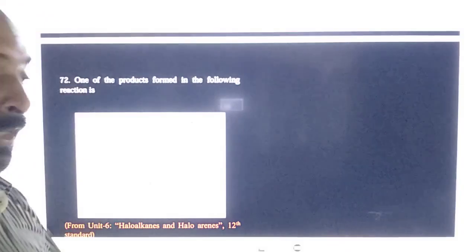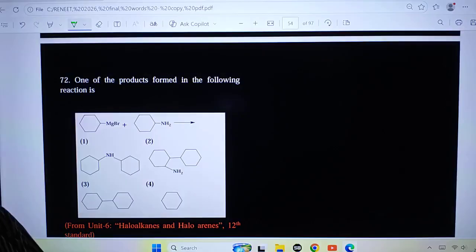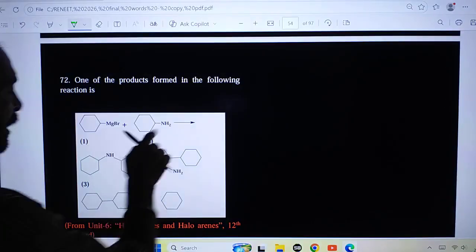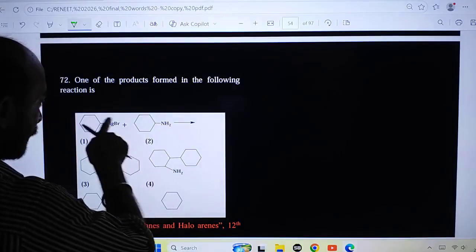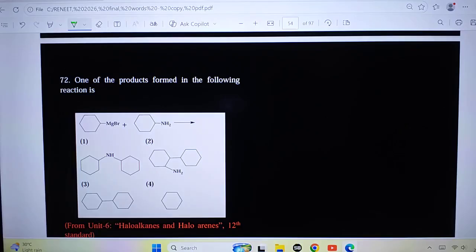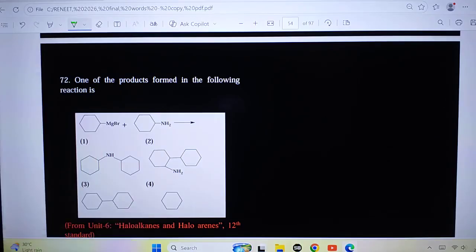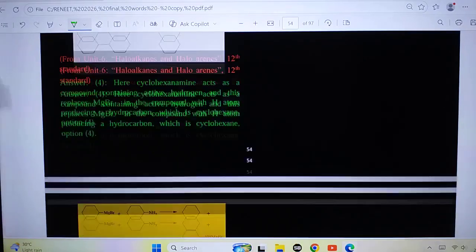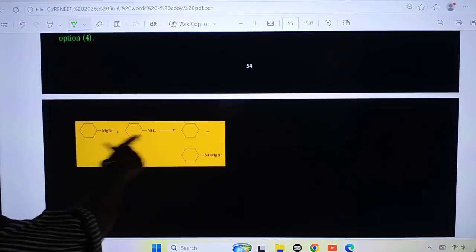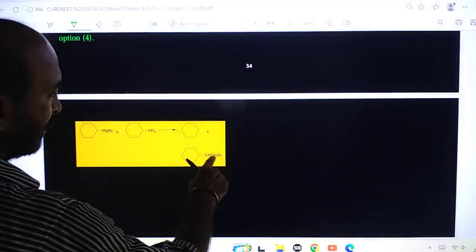Carboxylic acids are compounds containing active hydrogen. Phenol is a compound containing active hydrogen. All these can, but alkyl hydrogens are not active. So here what really happens is that this hydrogen replaces this MgBr, forming this cyclohexane. And the MgBr goes along with this NH. So our answer for this question will be 4, and the reaction is like this: cyclohexyl MgBr plus cyclohexyl NH2 gives cyclohexane plus cyclohexyl amine with MgBr attached to it. Hope you understood that. Okay.